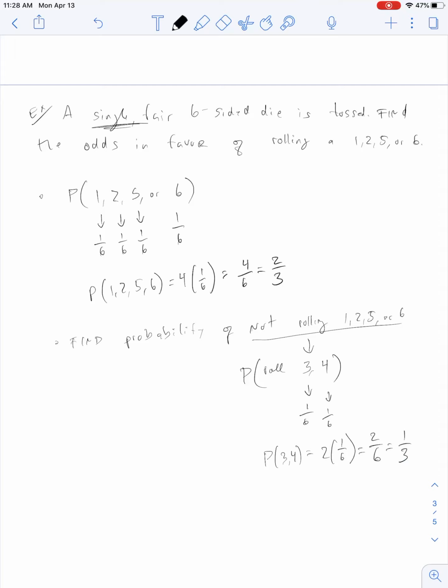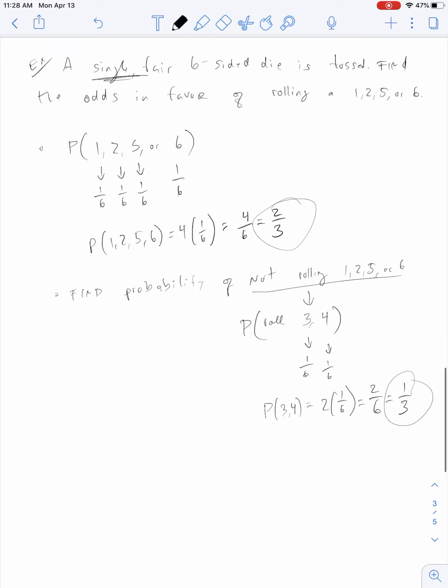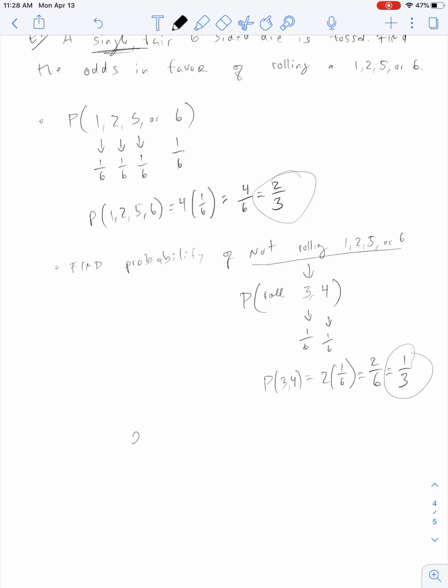We got 2 times 1 over 6, which is just 2 over 6, or in other words, 1 over 3. So now we use these two numbers, right? And we set up our fraction. We have 2 over 3 over 1 over 3.